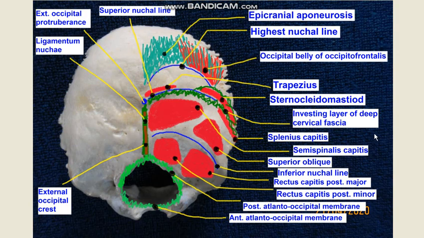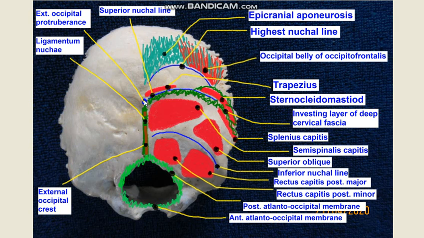Let us now look at the squamous part of the occipital bone. This is a view of the posterior surface. The first thing that comes to mind is this elevation, roughly in the middle between the superior angle and the posterior margin of the foramen magnum. This elevation is called the external occipital protuberance.